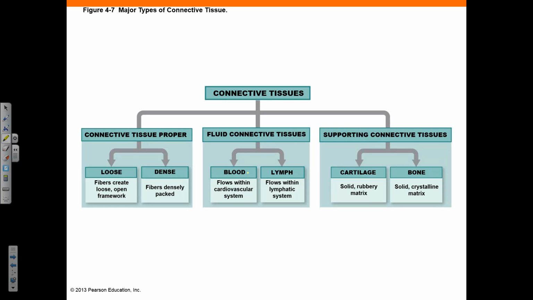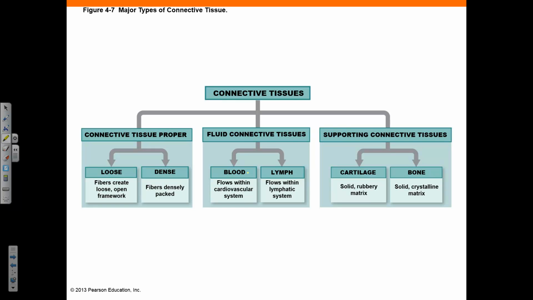There are 3 major types of connective tissues: connective tissue proper, fluid connective tissues, and supporting connective tissues. Connective tissue proper has a matrix of ground substance and extracellular fibers that surround multiple cell types. It can be loose or dense.